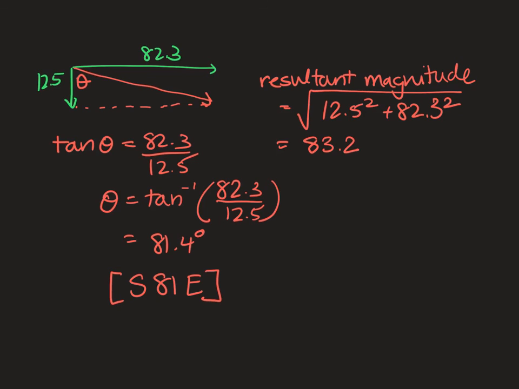We had two different vectors that we added together, and we added them by breaking them into components. Once we added the components together, then we had to go back and take those two components to create the resultant one more time.